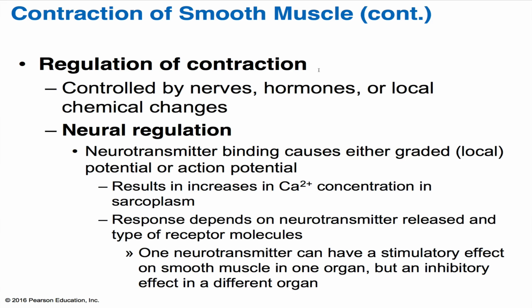However, some types of muscles respond to neural stimulation with graded potentials only. The response depends on the neurotransmitter release and the type of receptor molecules. So one neurotransmitter can have a stimulatory effect on smooth muscles in one organ, but it could have an inhibitory effect in a different organ. For example, let's take the neurotransmitter norepinephrine. Norepinephrine will cause the smooth muscle of the blood vessels to contract. But the same neurotransmitter, when it's affecting the smooth muscles surrounding your trachea, will cause them to relax.